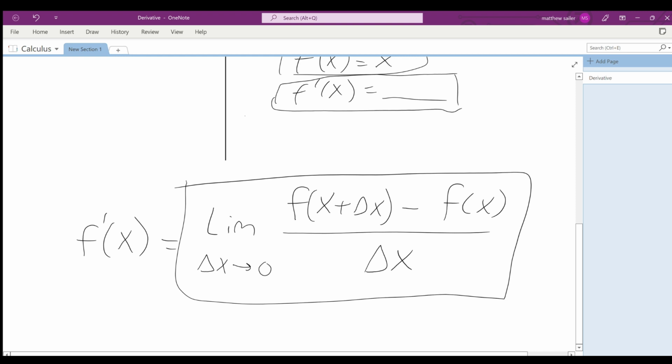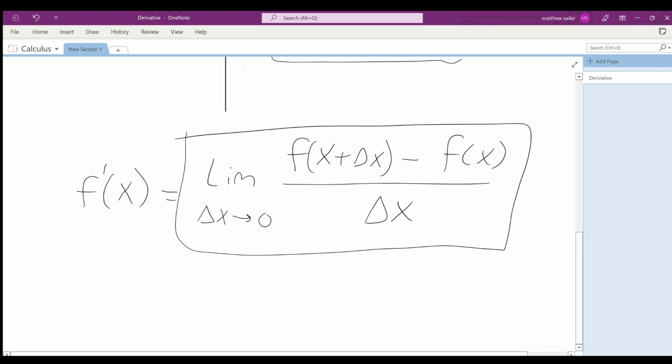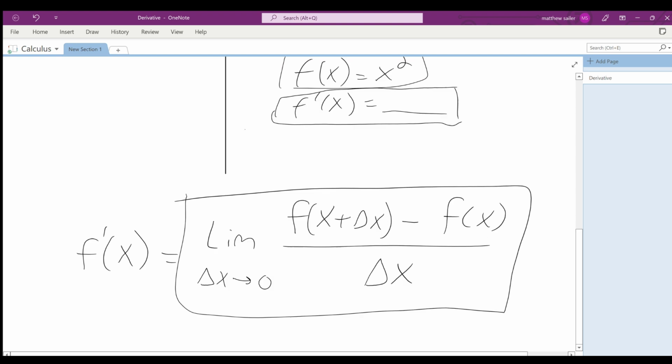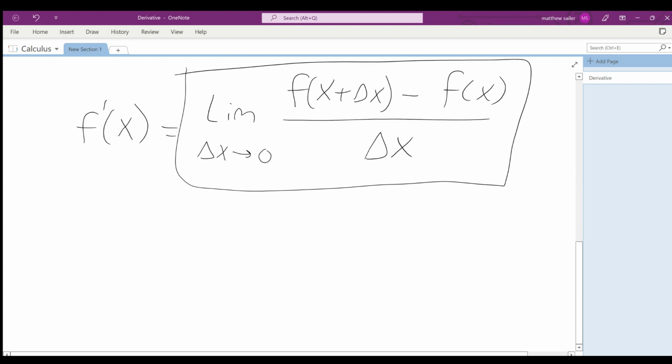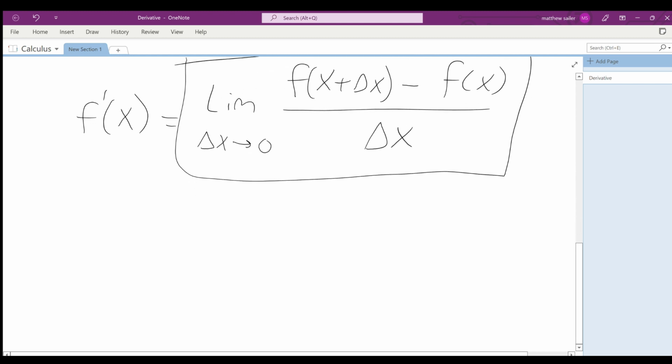There's plenty of YouTube videos, they're a dime a dozen, on explaining where this came from and what it means. All I'm going to show you in this video is practice problems on how to use this. So we had the example of y equals x squared. So let's use this definition and find the derivative of f of x equals x squared.